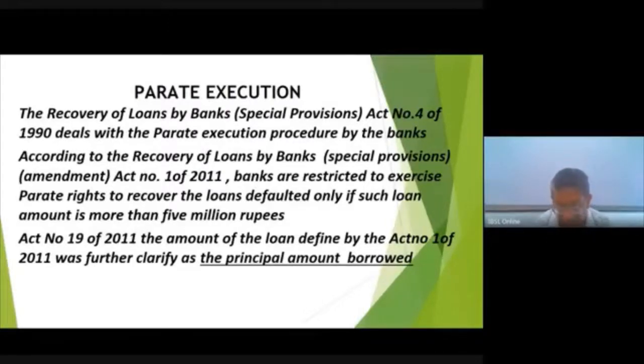Suppose now a person took a loan for 4 million. For an example, a person took a loan for 4 million. According to this law, that means Act number 1 of 2011 amended the initial Recovery of Loans by Banks Act, number 4 of 1990, you are not supposed to be covered under this law. Why? Because your loan amount is how much? 4 million. But then interest and late payments, all things come. Now the total outstanding comes to 5 million or maybe 5.1 million. The question comes whether we can apply this law? No. That is why they say the principal amount borrowed has to be more than 5 million. That is the principal amount, right?